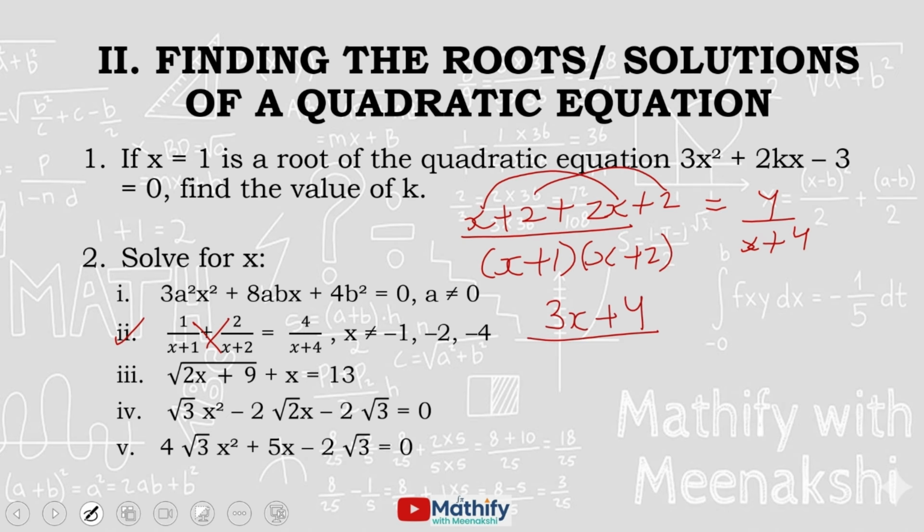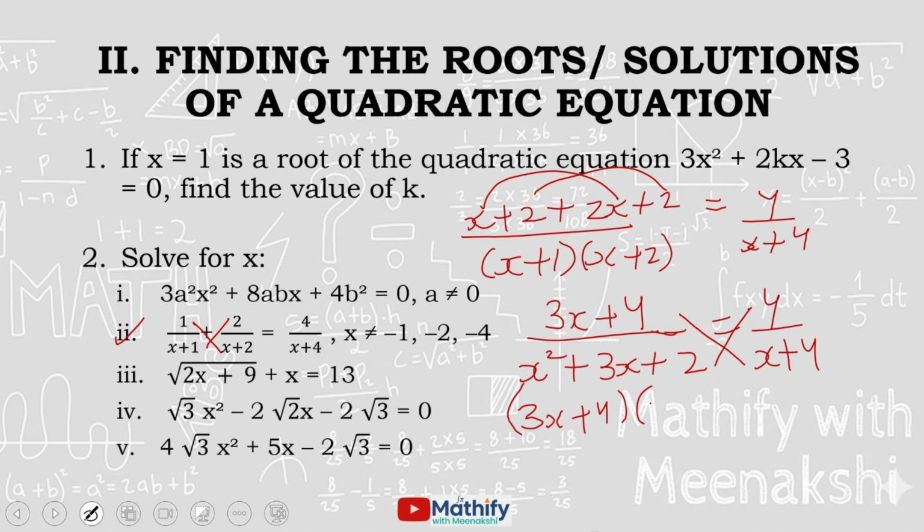In denominator, you can use the identity that we did in 8th class. X plus a into x plus b. What is that identity? X square plus a plus b x plus ab. If you don't know that identity, you can normally multiply x with x plus 2 and then 1 with x plus 2, but identity saves your time, is equal to 4 by x plus 4. Now after this we can't further simplify this, so we'll simply do cross multiplication. That is 3x plus 4 into x plus 4. I'm writing the step for you. 3x plus 4 into x plus 4 is equal to 4 times this.